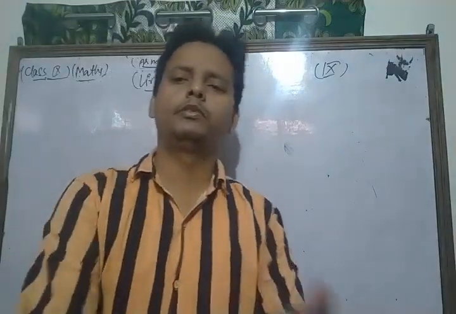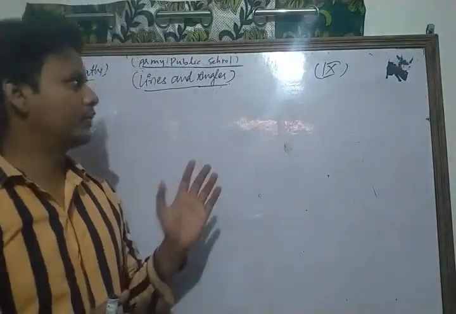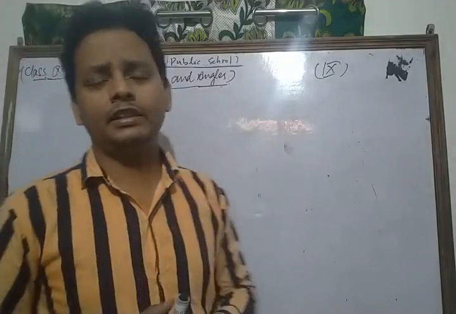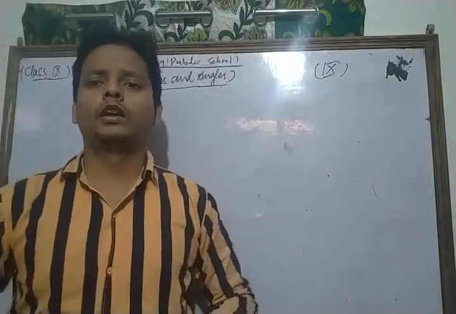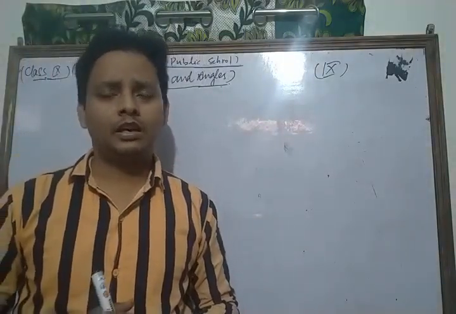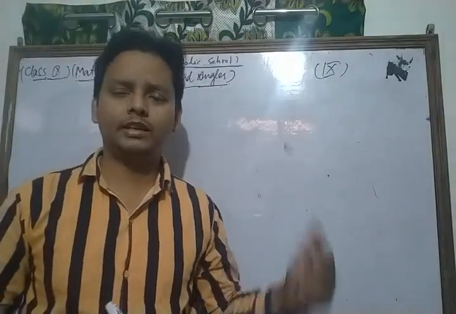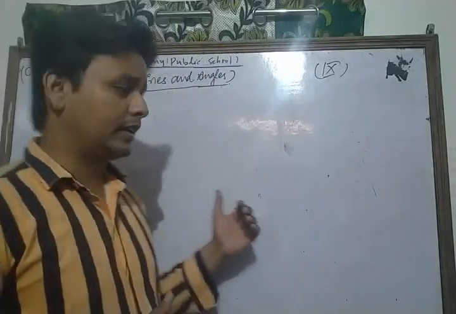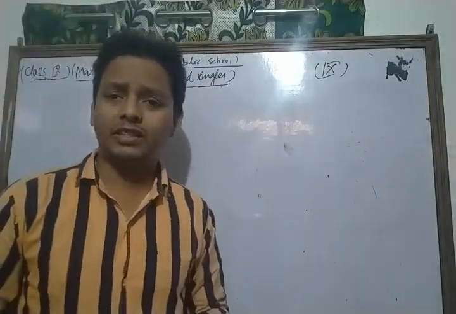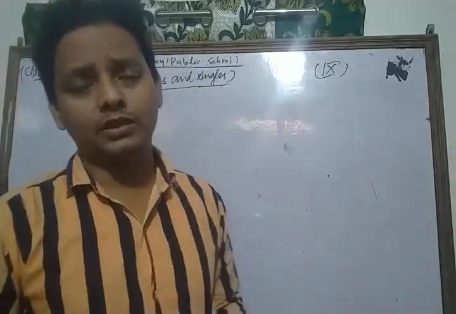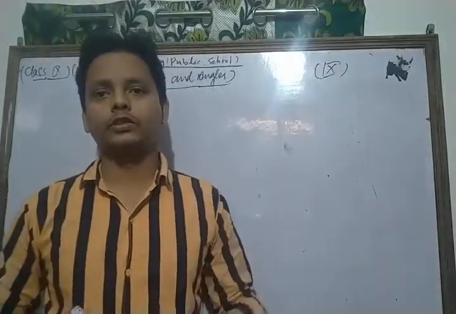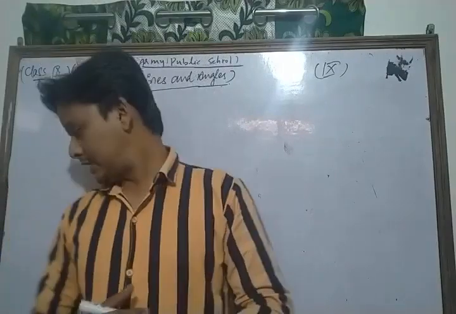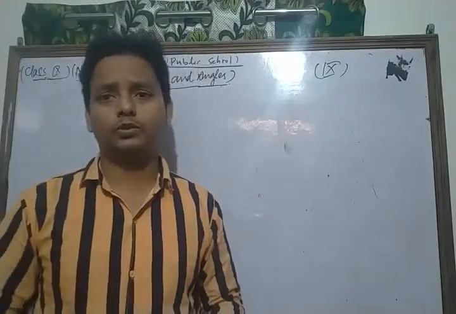Dear students, in the previous class we discussed a very important chapter of your syllabus, which is lines and angles. In that class we discussed all the important topics related to that chapter, like vertically opposite angles, the concept of alternate interior angles, and the angles made by the transversal: alternate, corresponding and co-interior angles, along with some important properties related to those topics.